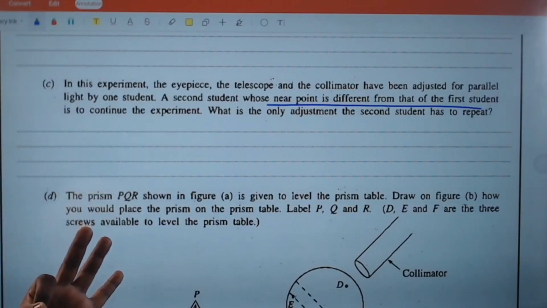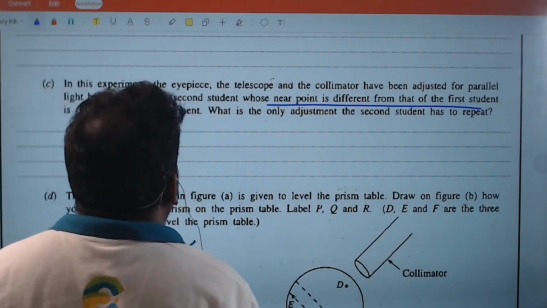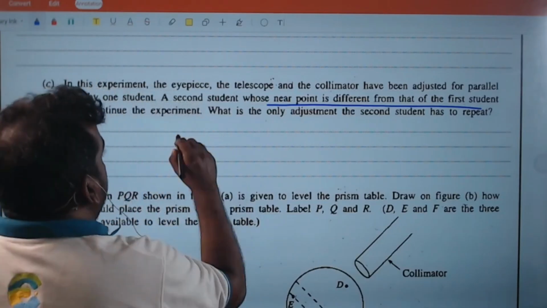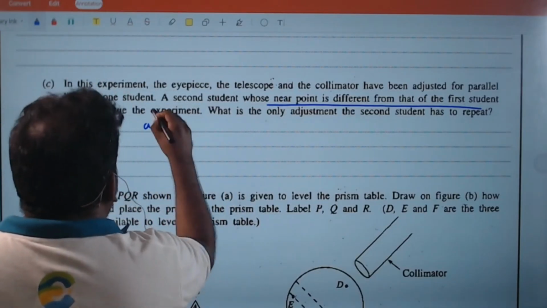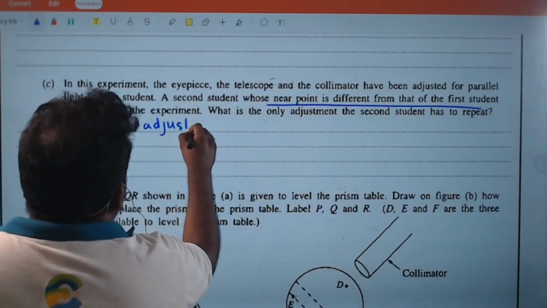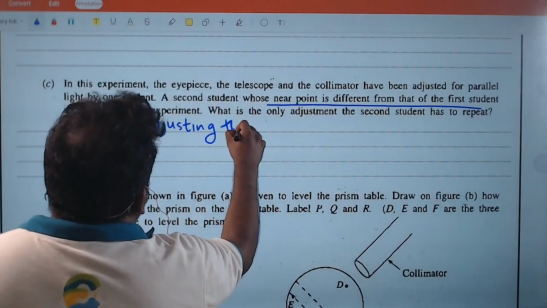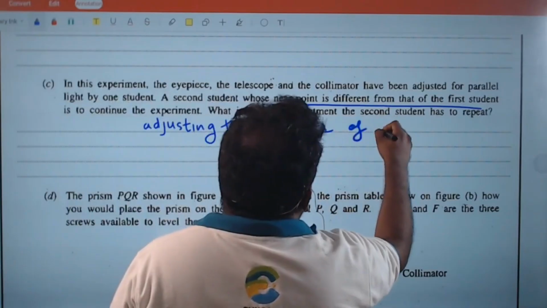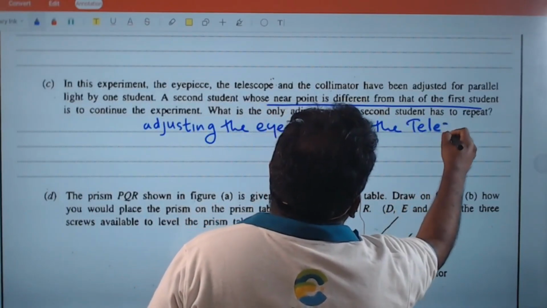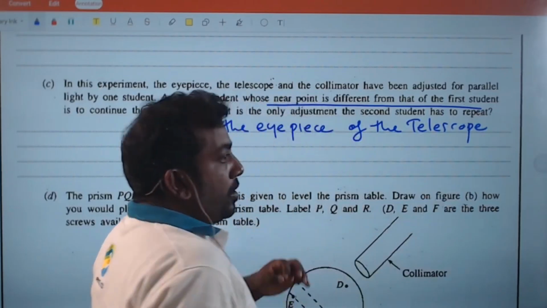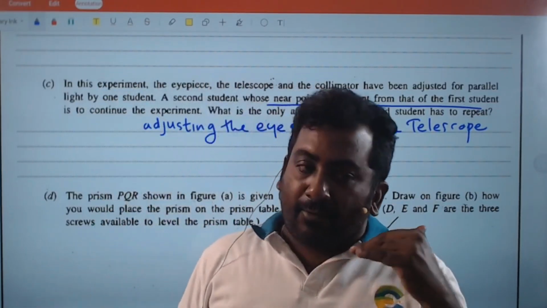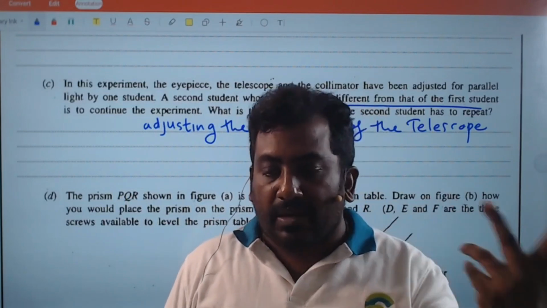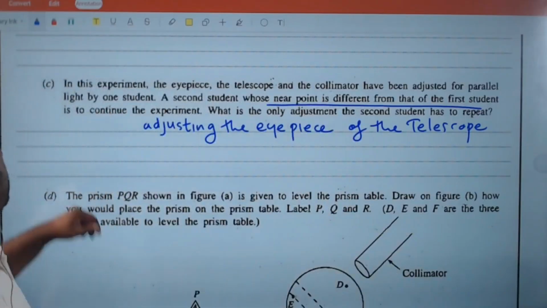Adjusting the objective lens. There. So where he is keeping the eye. Sorry. Adjusting the eyepiece of the telescope, because his near point is different, no? Because his near point is different, he will have to adjust the eyepiece. Near point is different, so the eyepiece should be adjusted. Okay? Right.